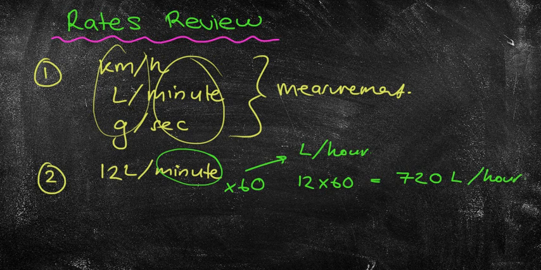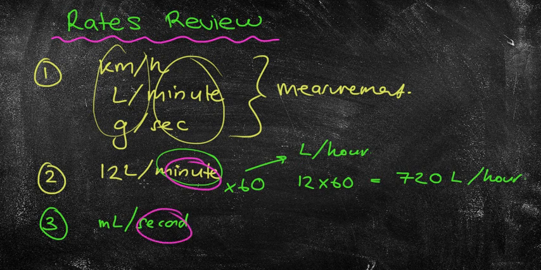But alternatively, they might ask you to put it back into millilitres per second, which means now I'm not just making one conversion, so minutes to seconds, but I'm also doing litres to millilitres. It doesn't matter which one you do first, but you do have to figure out whether you are timesing by an amount or dividing, because for example, one of them will be a times and one will be a divide.